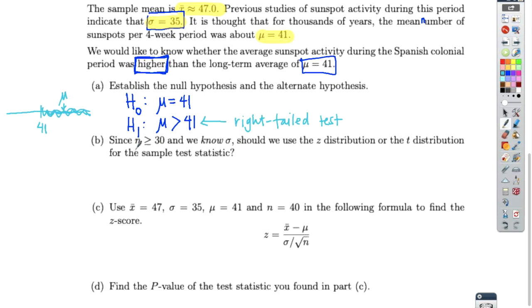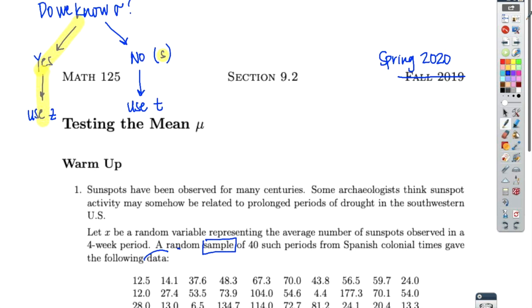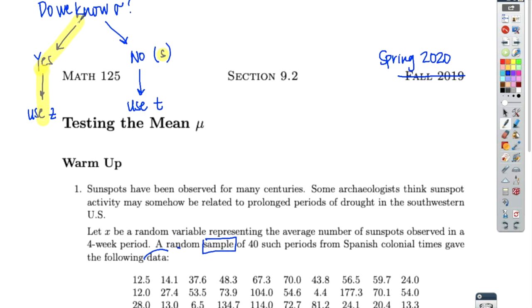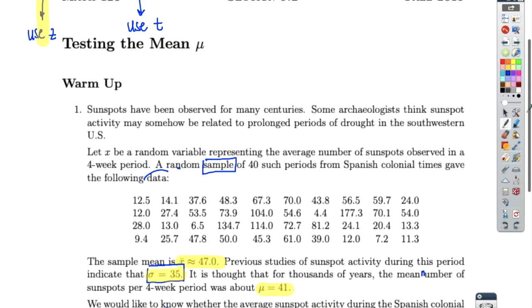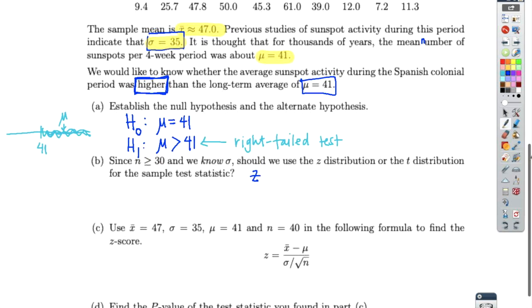Okay, since our sample size is greater than or equal to 30 and we know sigma, should we use the z distribution or the student's t distribution for the sample test statistic? And so that goes back up to our little decision tree up here. If we know sigma, then we use z. Okay, so we're going to use the z distribution. We're going to use a z-score for our sample test statistic.